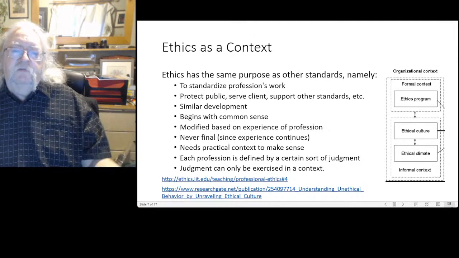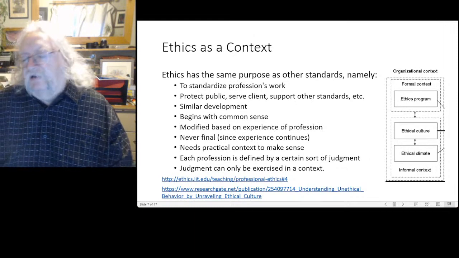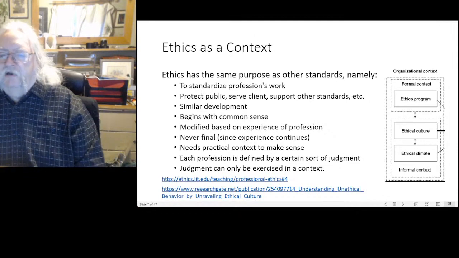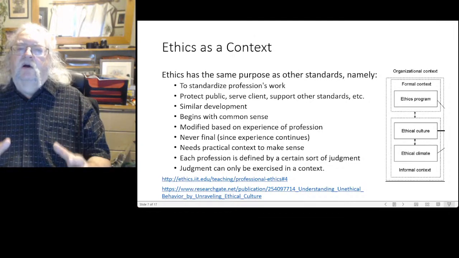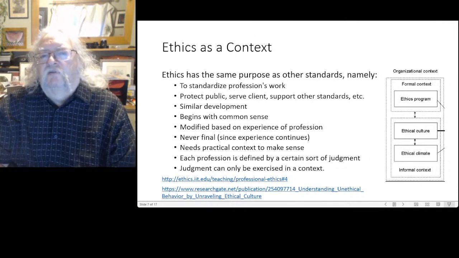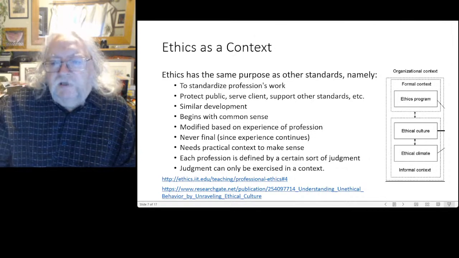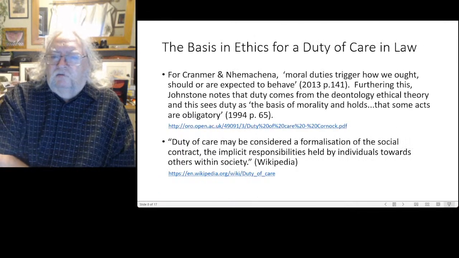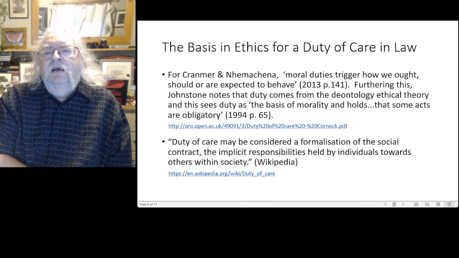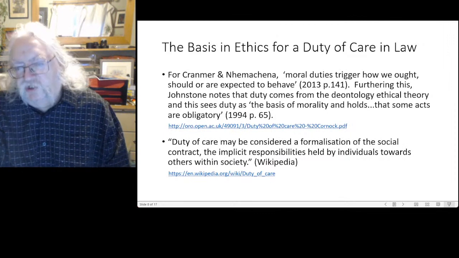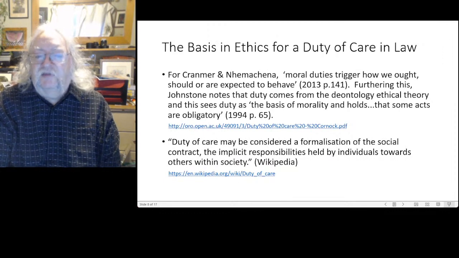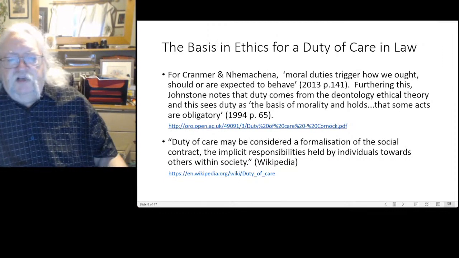So it's taking something that began as the admonition to not injure your neighbor, and it's refining it and codifying it as a standard that is part of the overall definition of a profession. Okay? It's still an ethical concept, though. And we still see justifications for this standard in ethics. I've got a couple of examples here.